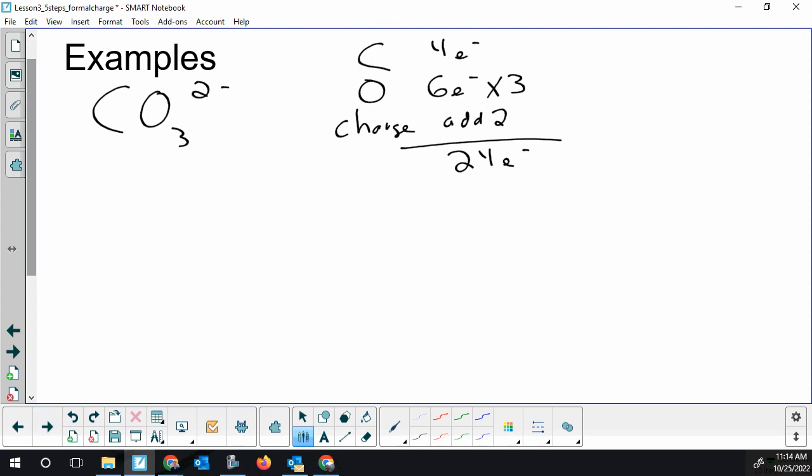Next step said put the single atom or the highest bonding capacity in the middle and connect everything to it.